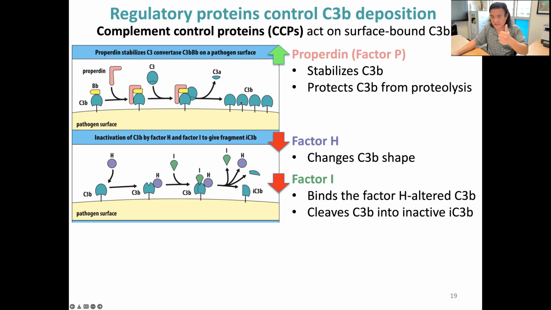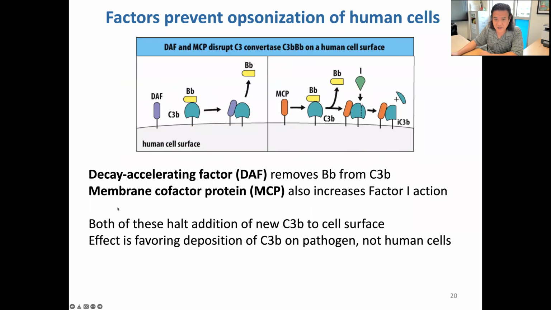So this would increase the opsonization rate of the bacteria. Other factors like factor H or factor I work by cleaving or destroying the C3b that's on the surface, right? So that would slow down the opsonization of the cells. Keep in mind that the thioester bond from the C3 complement doesn't discriminate between a pathogen versus a normal cell in your body, right? So the normal cells of your body might accidentally start getting opsonized, and that would be bad, right? So how do we prevent that?